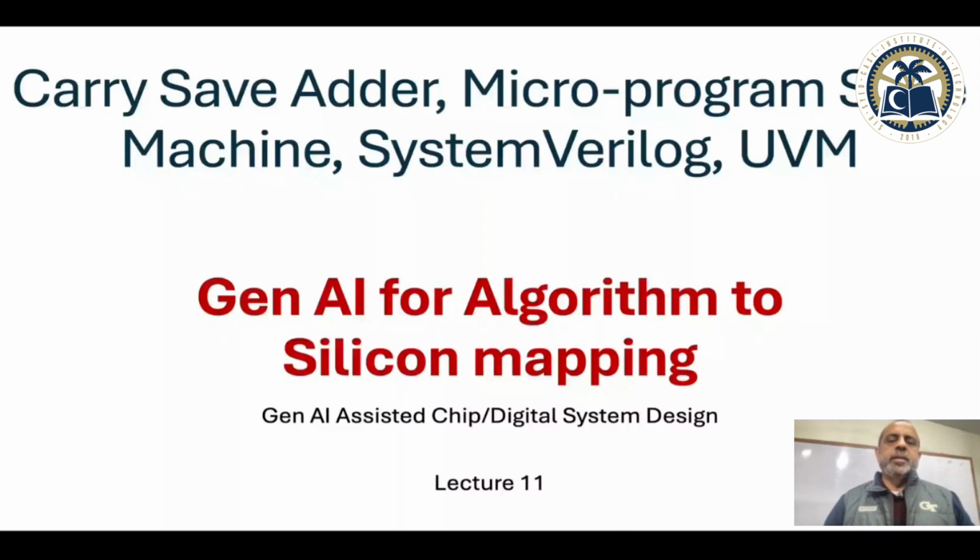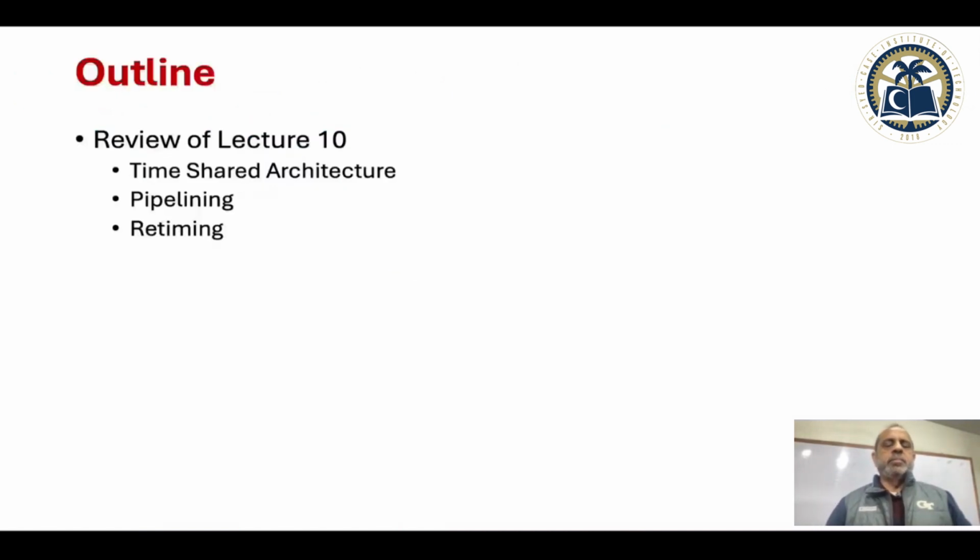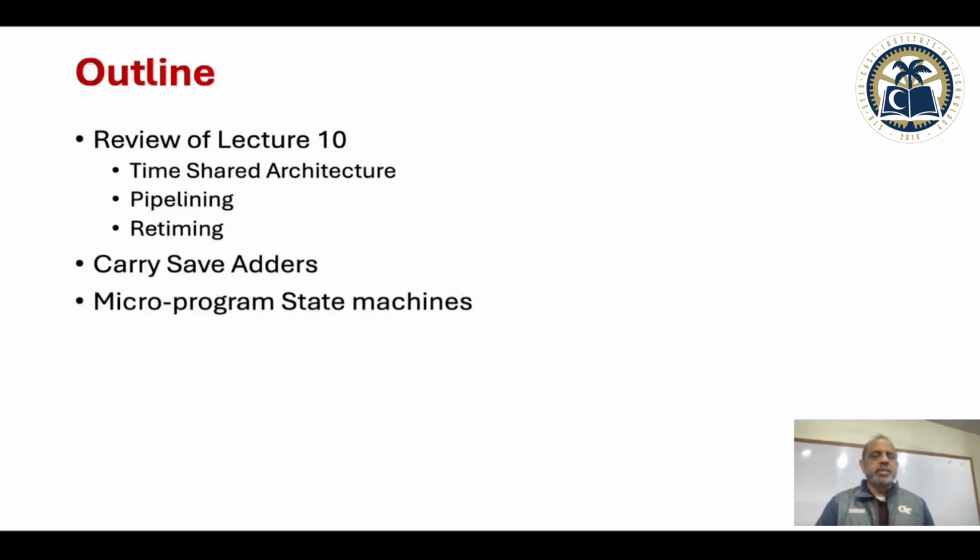One is a carry save adder, and the other one is a microprogram state machine. So I thought to cover these up so that there will be a good time for us to split into groups for the rest of the 4 lectures. So last time we studied time shared architecture, pipelining, retiming, and today first we will study carry save adders. And it's very important, especially once we are mapping algorithms to silicon. Important aspect. Microprogram state machine is also an important aspect.